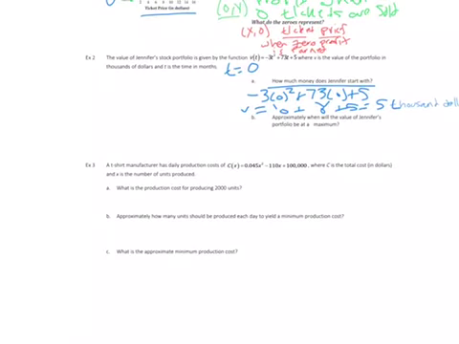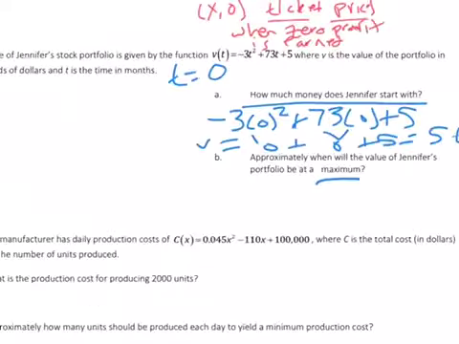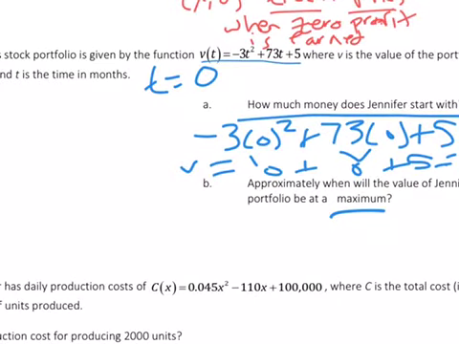Approximately, when will the value of Jennifer's portfolio be at a maximum? Maximum is the key word right there. Whenever we hear the terms minimum or maximum, think the vertex right away. Then I'm going to see what situation they've given to me and how they've given it to me. In this case, they've given us this equation, which is written in standard form. We know how to find the x value of the vertex of the standard form.